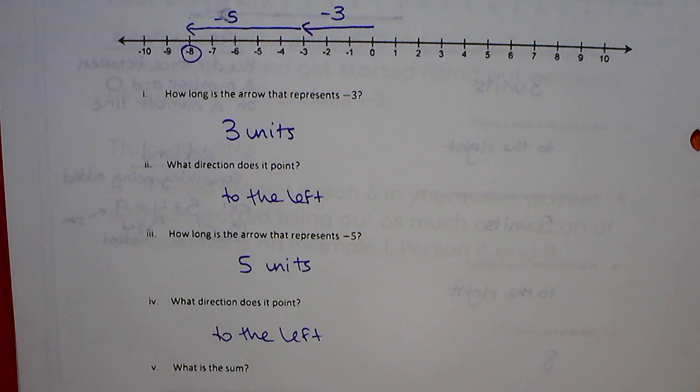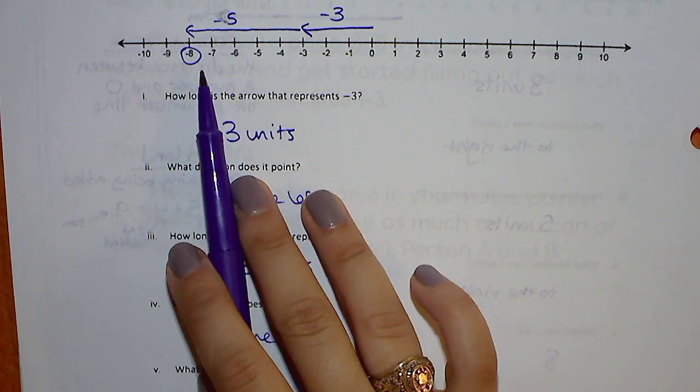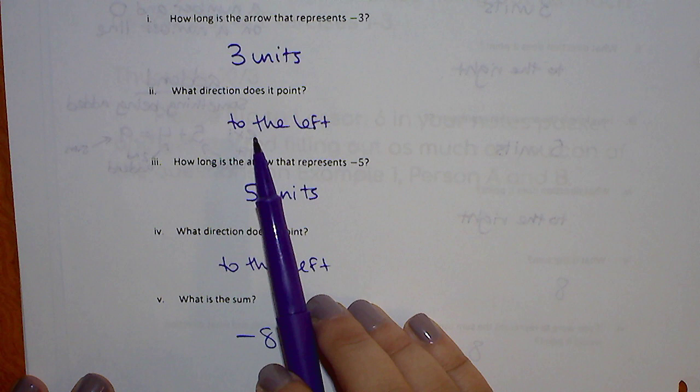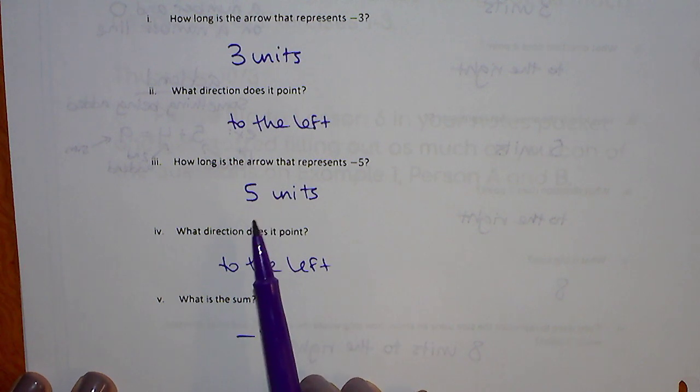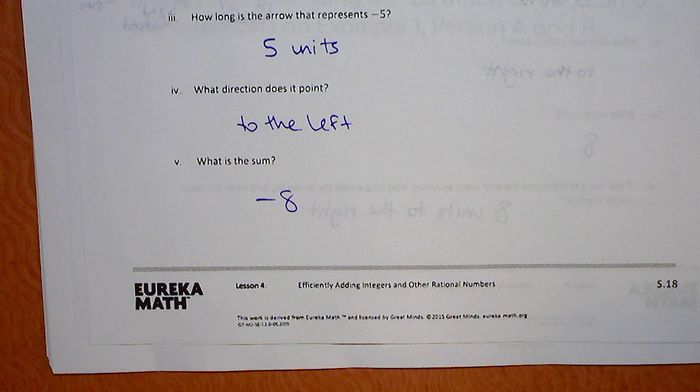Okay, this is what you should have on your page. -3 plus -5 makes -8. The arrow that represents -3 is 3 units to the left. The arrow that represents -5 is 5 units to the left. So my sum is -8. Give yourself a check for everyone you got right and flip the page.